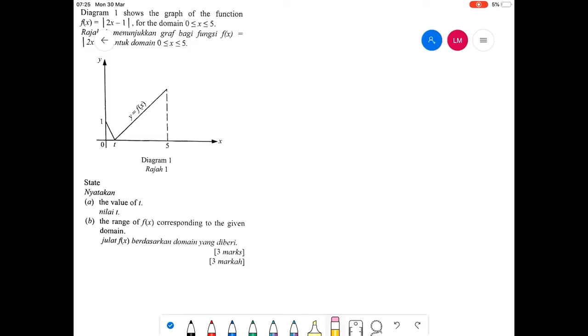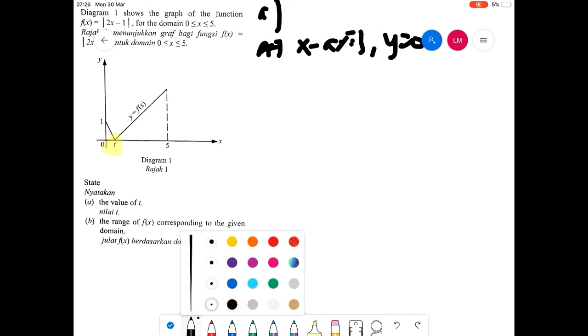So here I have f(x). Then you will find the value of t. Okay, here your t is over here at the x-axis. So at the x-axis, y will be equal to 0. Okay, and on the x-axis, y will be equal to 0.